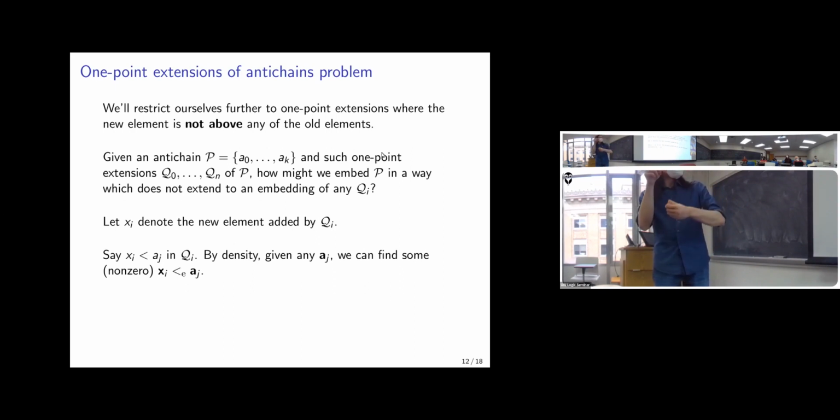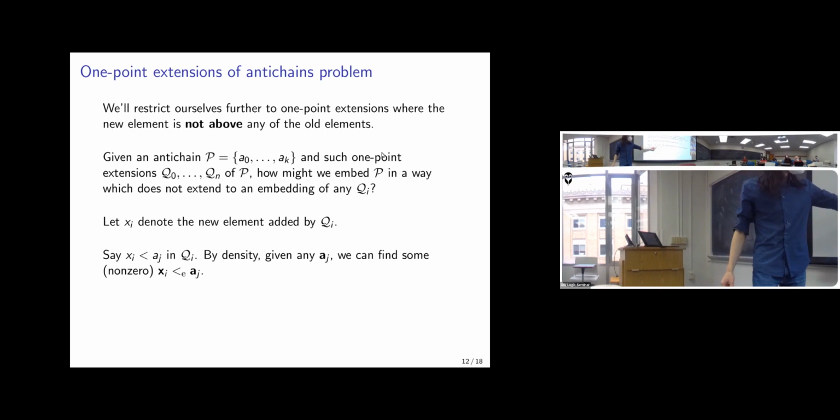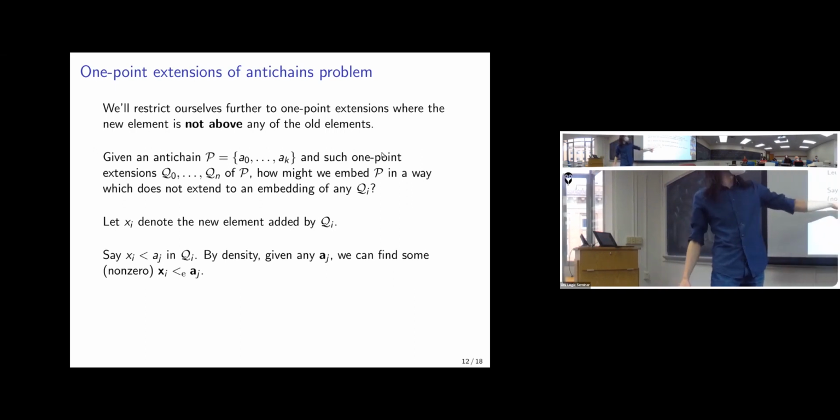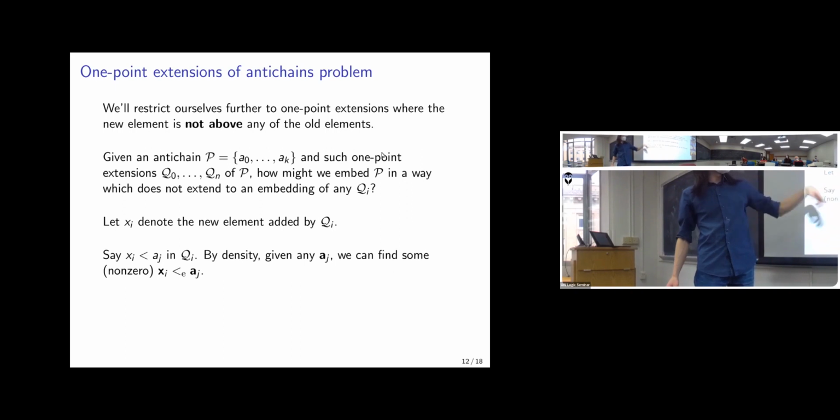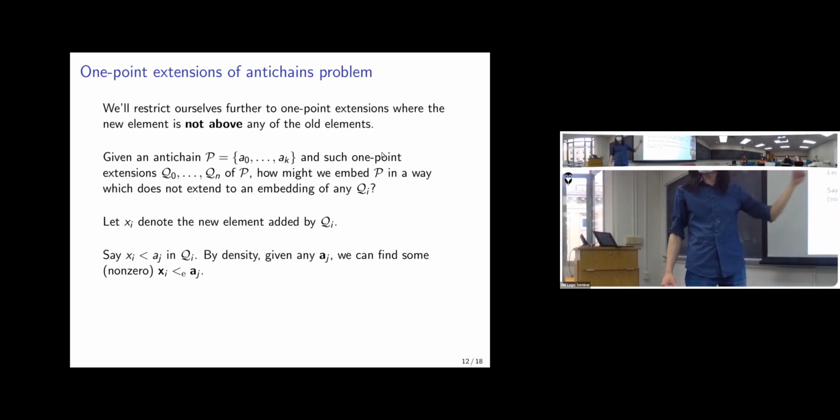So, the question now is, is this actually an embedding of Qi? I mean, so far it seems to check out, right? The xi is below aj in Qi. And in terms of degree, xi is actually below aj, right? So far it seems to check out. But don't forget about the other aj primes. We have to make sure that those relations are also true in order for this to actually be an embedding.